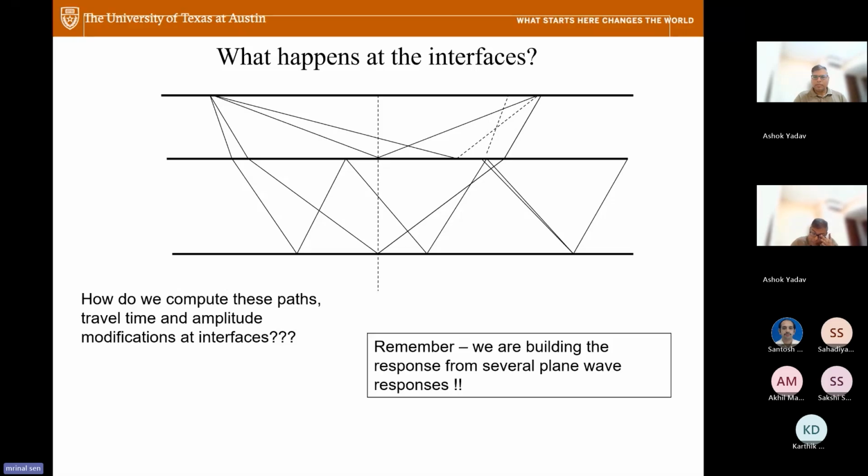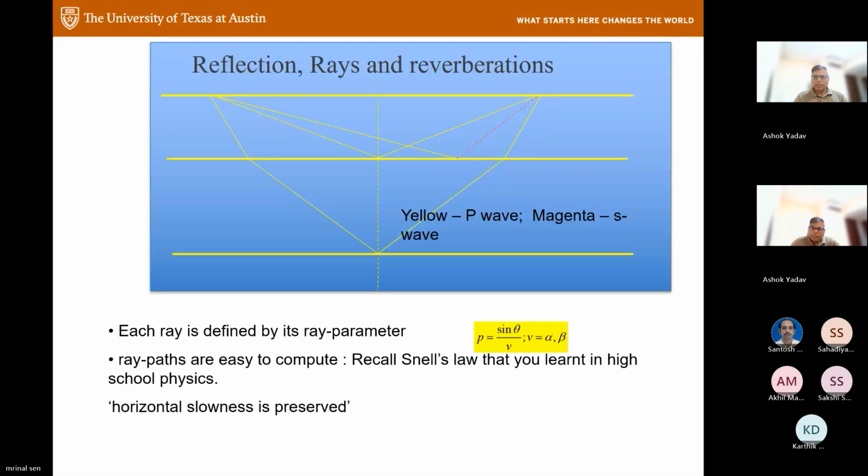But this is how the real scenario looks. So, like I said before, each ray is defined by its ray parameters, and don't forget this. Let's just focus on isotropic medium. So ray paths are easy to compute with Snell's law, where horizontal slowness is preserved. We talked about this already.